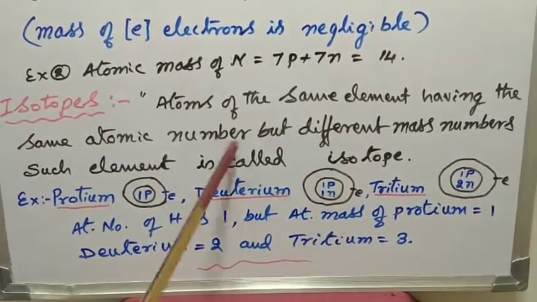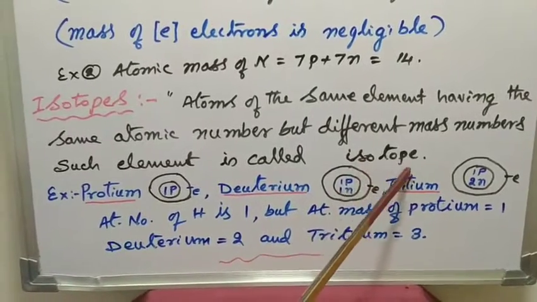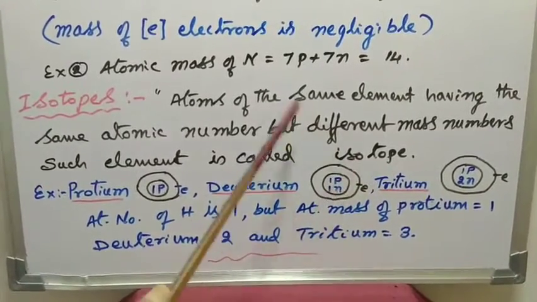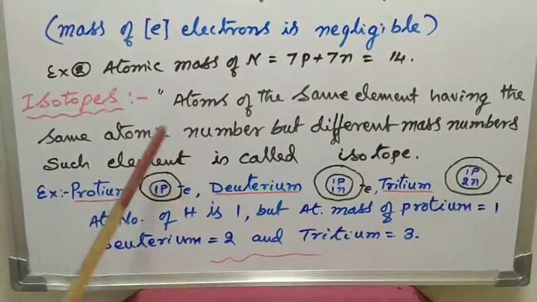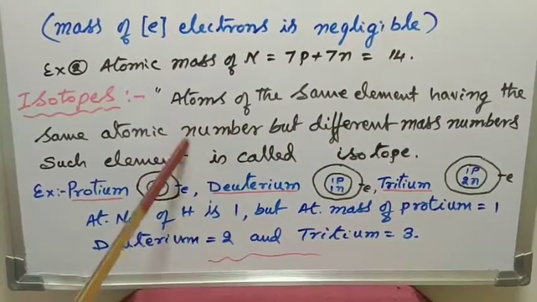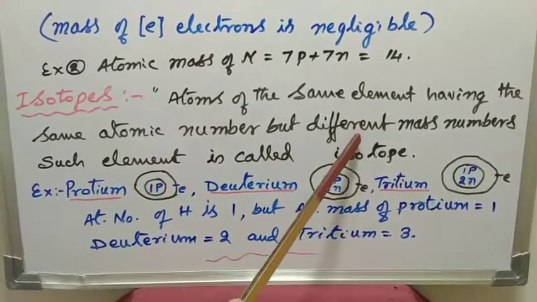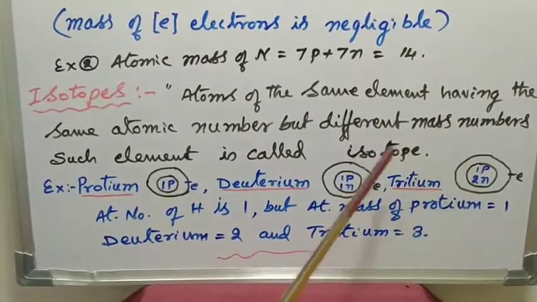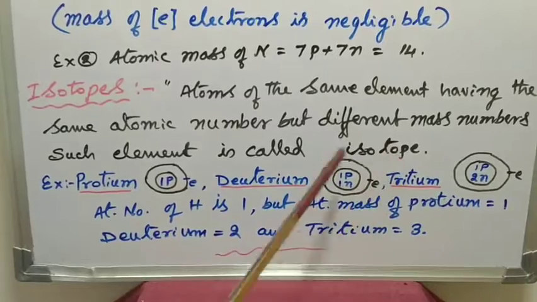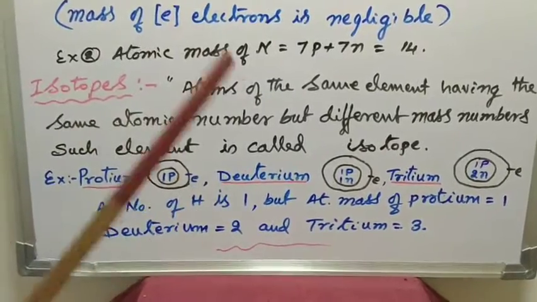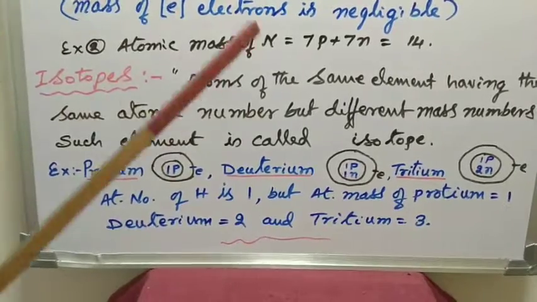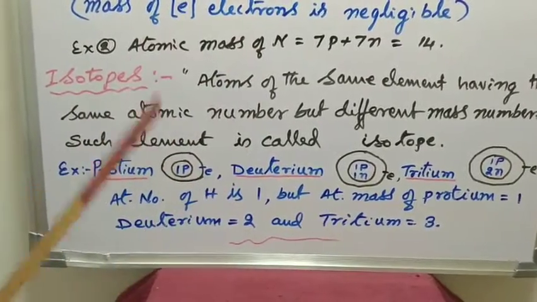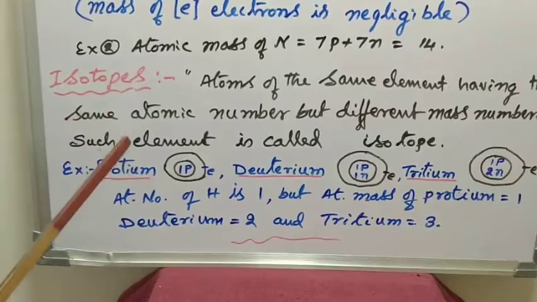By taking an example, we can understand the meaning of isotope. Once again, I will repeat: atoms of the same element having the same atomic number, atomic number is the same, but different mass numbers. Such elements are isotopes. Hydrogen has isotopes. Carbon has isotopes. In this way, some elements have isotopes. So let us take one example of hydrogen.